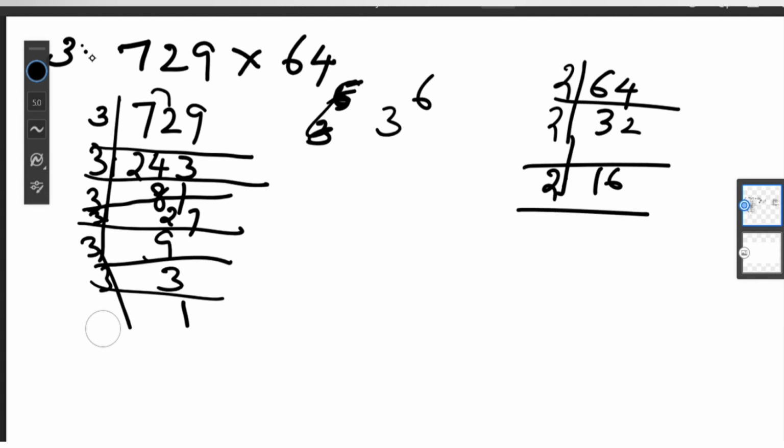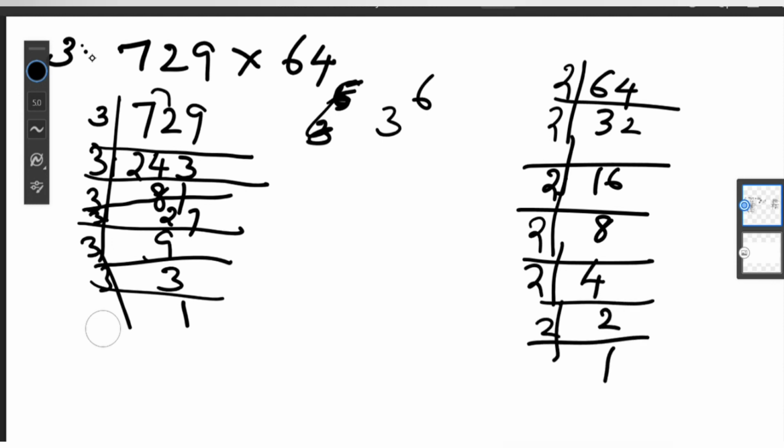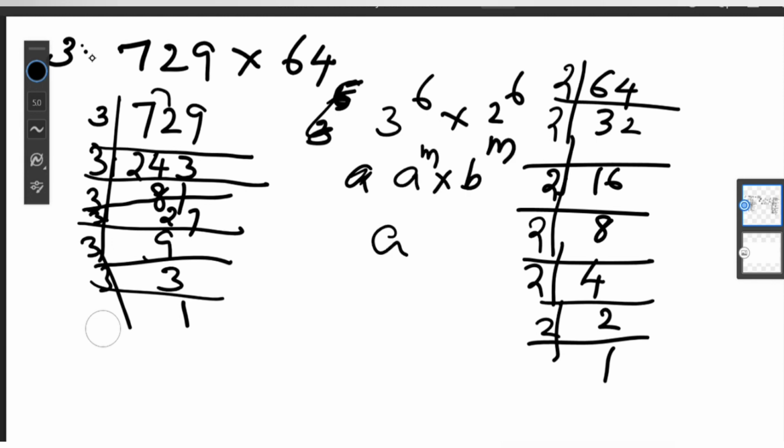64 upon division by 2 gives 32, again 2, then 16, again 2, 8, again 2, 4, again 2, 2, 1. So how many times 2 is divisible here? 3, 6. So 2 to the power 6.